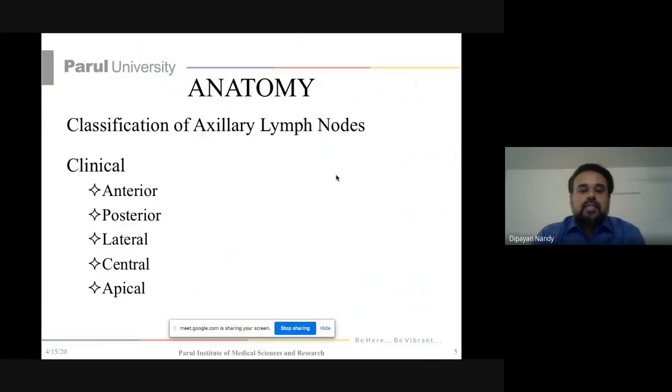Going further, the classification of the axillary lymph nodes. When we examine clinically in a patient, depending on which part of the axilla you can feel the lymph node, they are divided into anterior, posterior, lateral, central, and apical. Anterior are the ones you can palpate on the inner surface of the pectoralis major muscle. Posterior are those palpated on the surface of the latissimus dorsi, at the back of the axilla. Lateral are those felt on the upper side of the arm against the humerus. When you poke your fingers deep into the axilla, you first come across the central and then the apical group of lymph nodes.